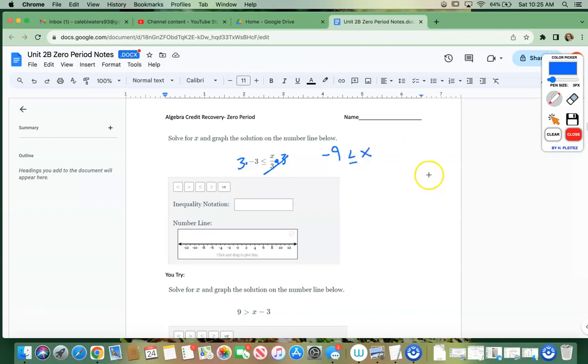I'm going to do the same thing I did before. I keep the sign facing the x, but I'm going to flip it around. So x is greater than or equal to negative 9. Notice, when I flip these, this also flipped. That's going to be my final result here: x is greater than or equal to negative 9. I'm going to put a closed circle at negative 9, right here. Remember, the reason for that is we have an equal to. And so I'm going to make it go this direction, so this way.